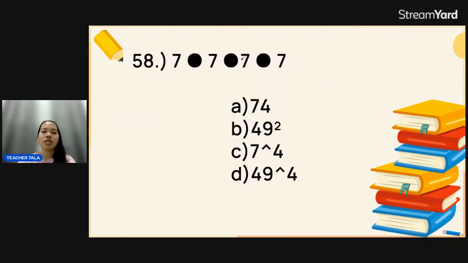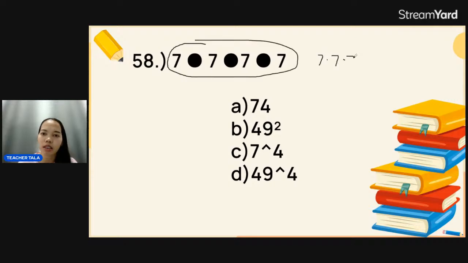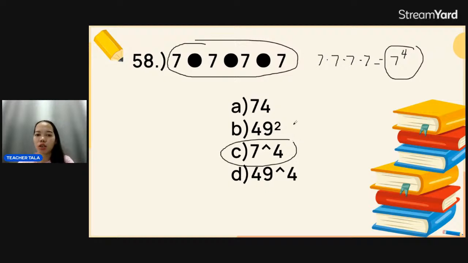Next. So this is factors or in standard form. So 7 times 7 times 7 times 7, that's 4. So meaning it will have an exponent of 4. So the answer is letter C, 7 raised to the power of 4. So this is an exponential form, this is an exponent form, and this is the standard form.